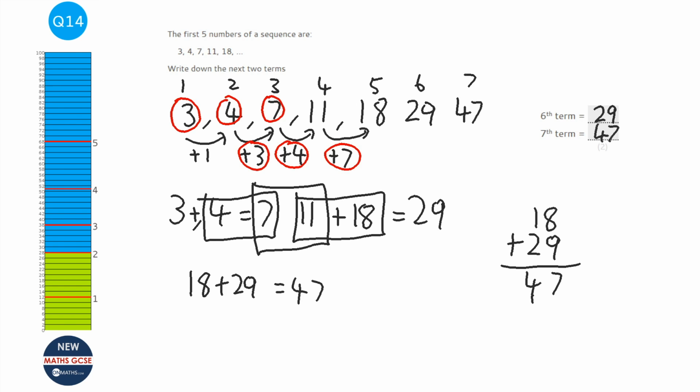So always just check whether the sequence is a Fibonacci sequence before you start to panic and think, what is this sequence? Always check for a Fibonacci sequence. It was just that the previous 2 terms are added together to make the next term.